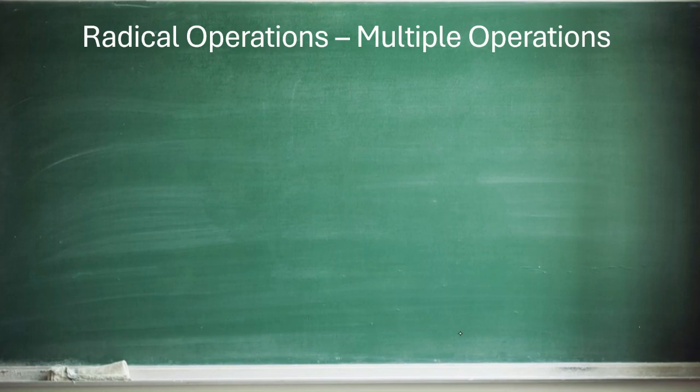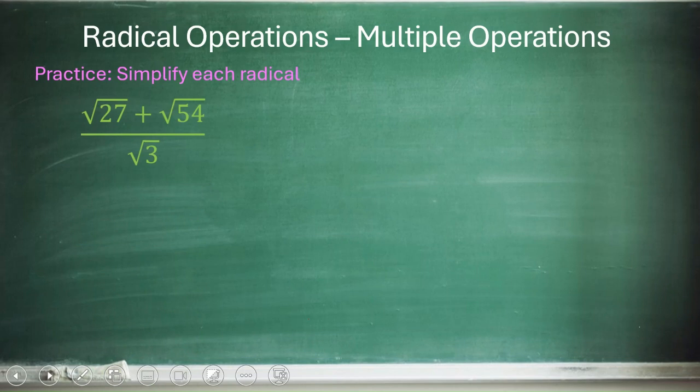All right, now we are shifting to simplify expressions where there are multiple operations present. So again, the directions are going to be the same. Simplify each radical. So here we go. We have root 27 plus root 54 all divided by root 3. So there's a couple ways that you can approach this.